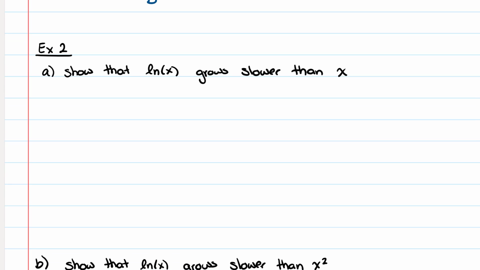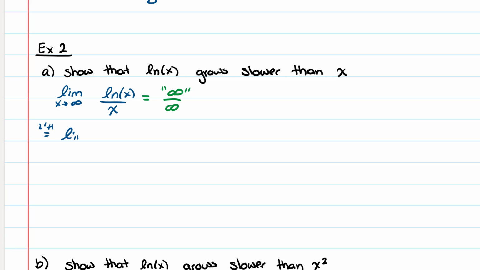Example 2. We want to show that ln of x grows slower than just x. Okay, so we go ahead and set it up with our limit as x goes to infinity. And if I want to show ln of x grows slower, I do ln of x divided by x, hoping that I'm going to end up getting 0. So when I plug that in, I get infinity over infinity, which is no good. So we're going to use L'Hopital's rule.